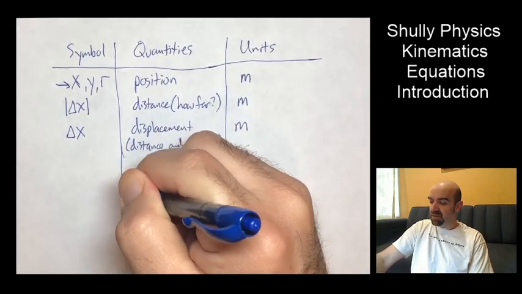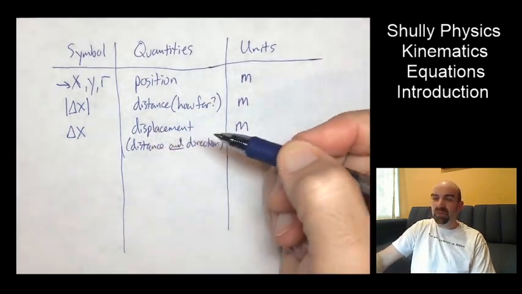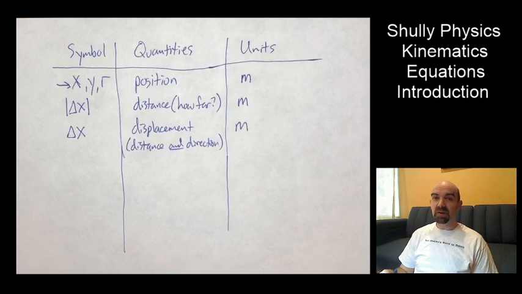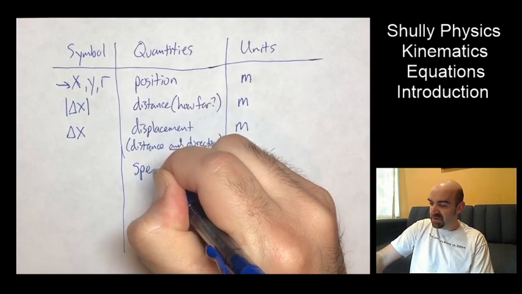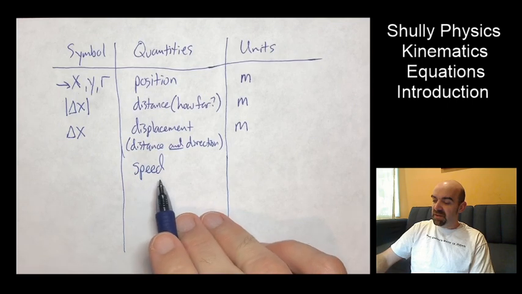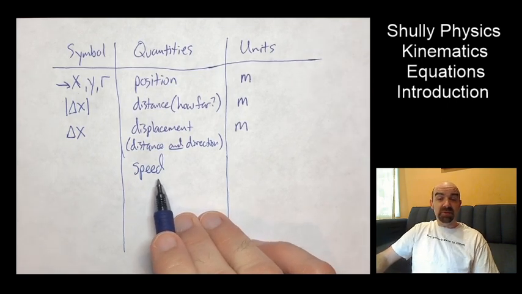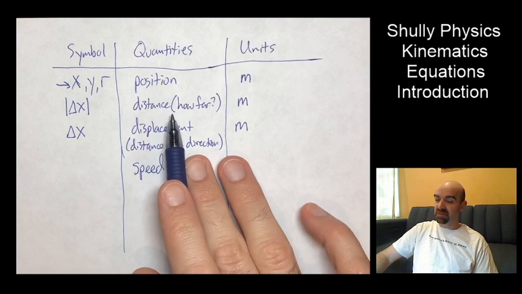I'm going to move on here. When we move, we can move in different ways. We can move quickly or slowly. So what do you think this quantity is going to be? It's going to be speed. Our next quantity is speed. Now, speed is a rate of change of distance. So how quickly are you changing your position?